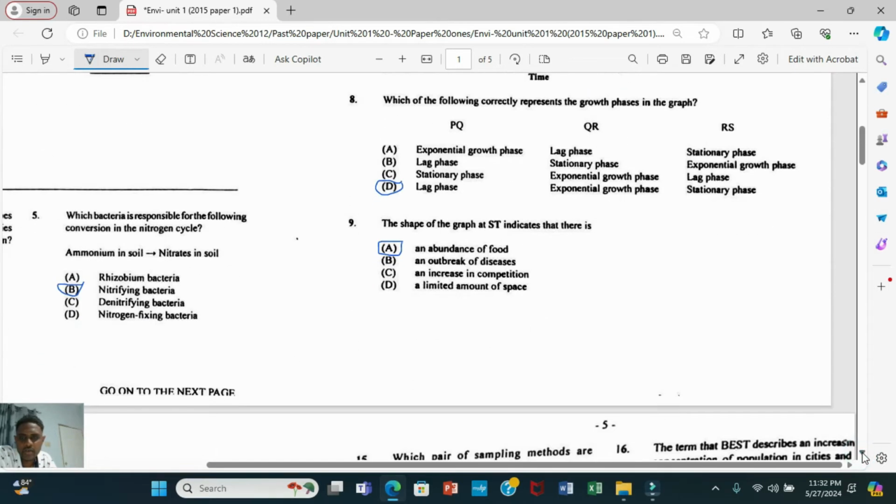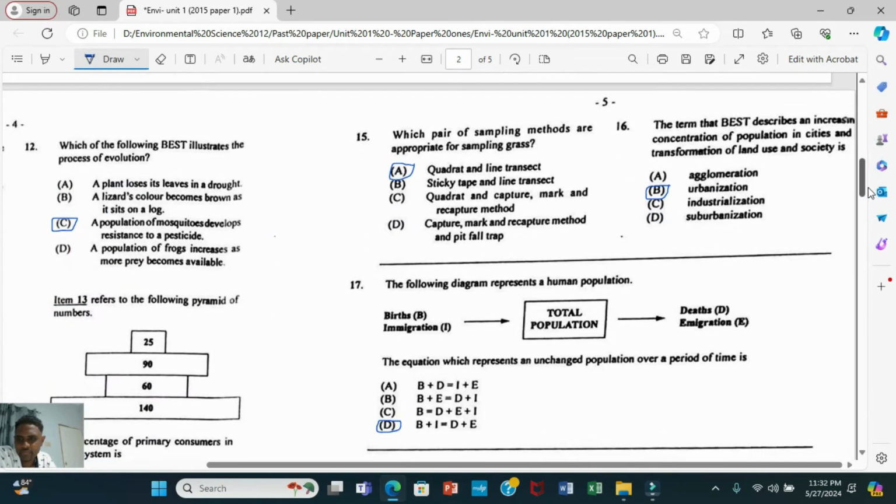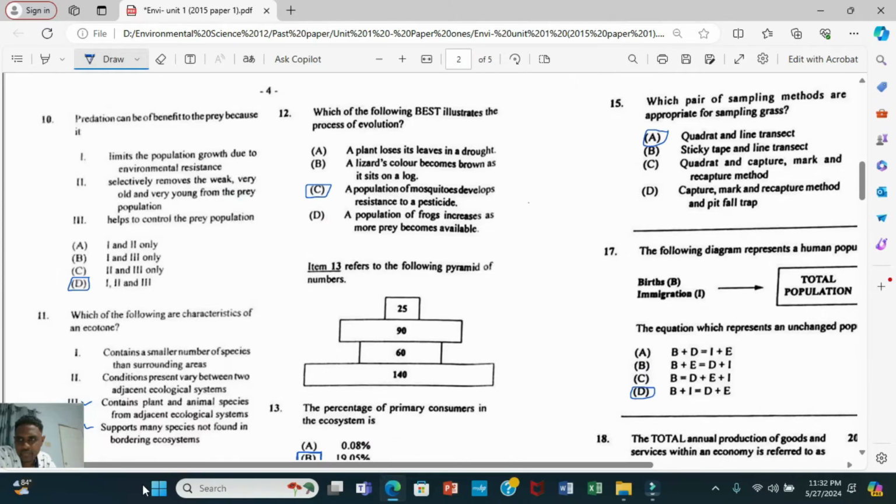All right, question number 9 says the shape of the ST. Oh, sorry, question number 10. Predation can be of benefit to the prey because, the answer is D, 1, 2, and 3. 1, limits the population growth due to environmental resistance. 2, selectively removes the weak, very old, and very young from the prey population. And 3, helps to control the prey population.